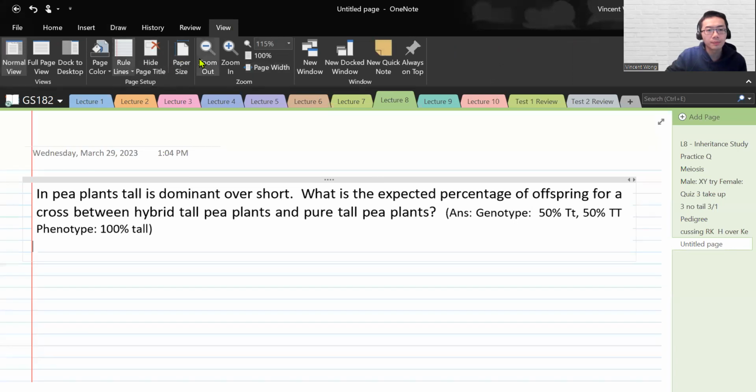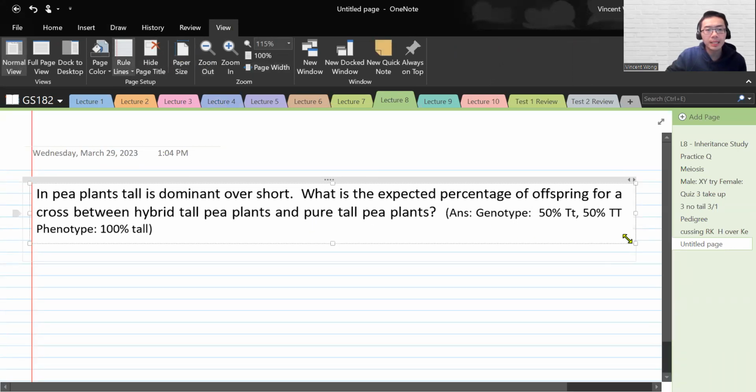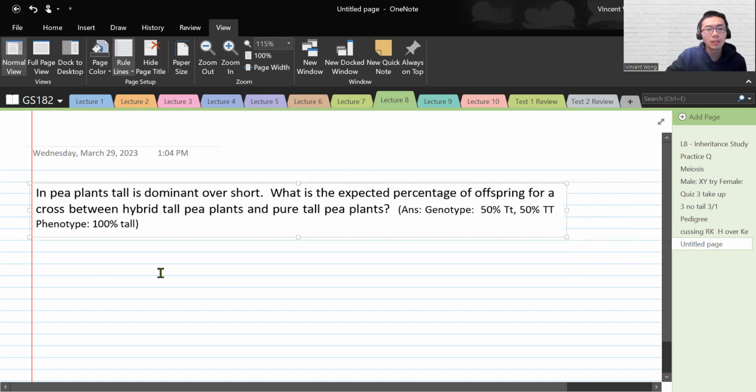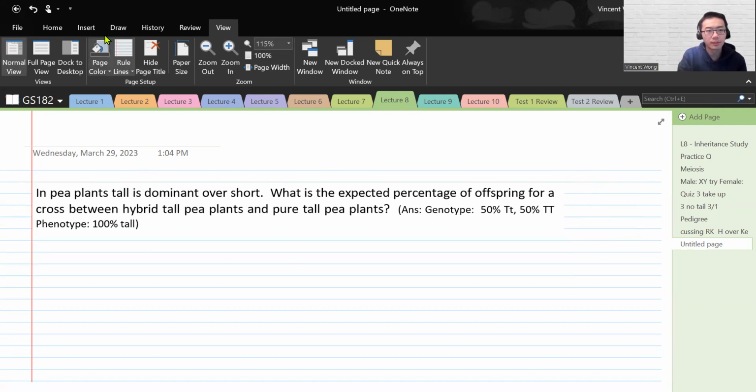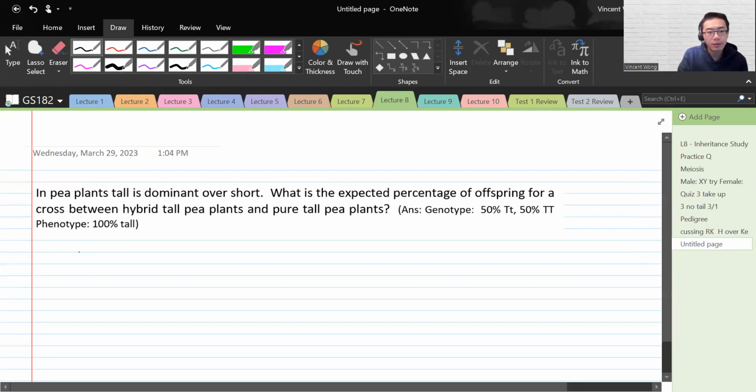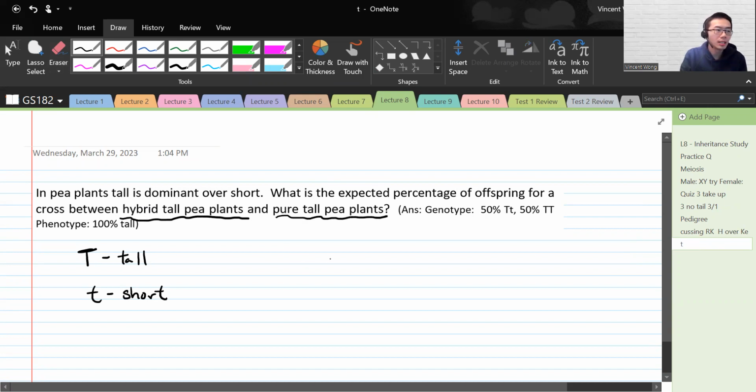So let's take a look at this problem here. We'll learn how to solve that. In pea plants, tall is dominant over short. Okay, so you want to write these out. You want to be like, big T is tall and small t is short. Okay, big T is tall, small t is short. What is the expected percentage of offspring for a cross between hybrid tall pea plants and pure tall pea plants?